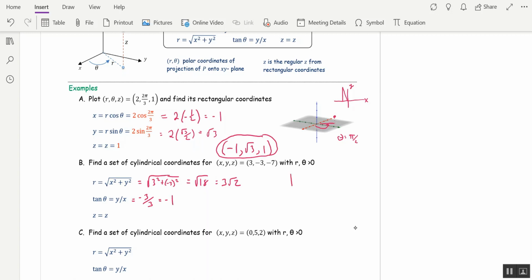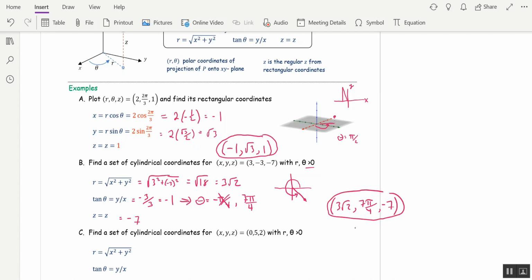So let's look at this point, just looking at the x and the y. x is 3, y is negative 3. So I'm here in quadrant 4. The tangent of theta is negative 1. So that tells me that theta is either negative pi over 4, or since we want theta positive, we're going to go around this way and use 7 pi over 4. So we're going to cross that one out and use 7 pi over 4. And z is z, which is negative 7. So we're going to get 3 root 2, 7 pi over 4, comma, negative 7.